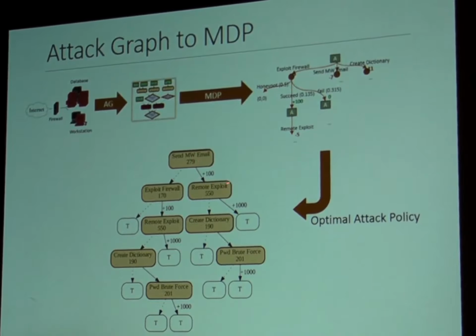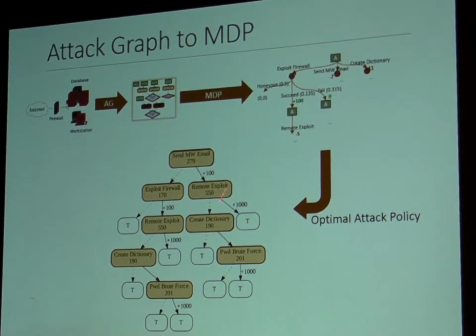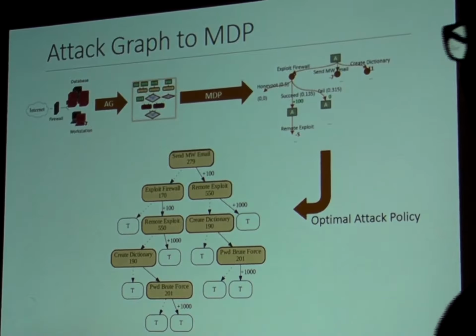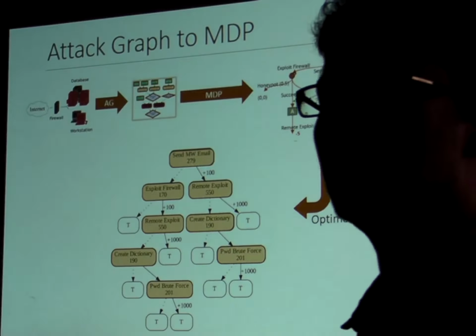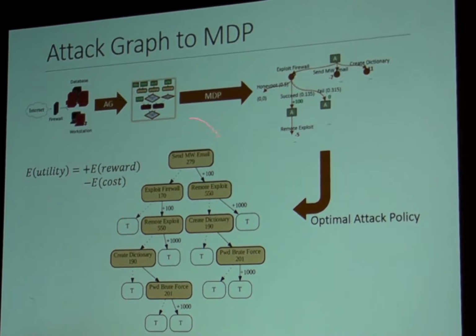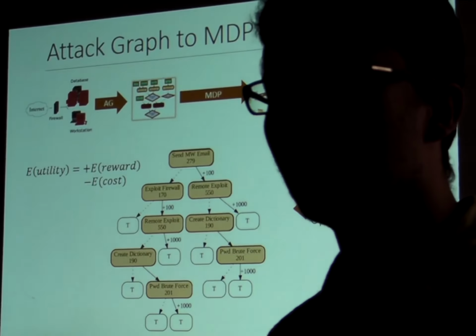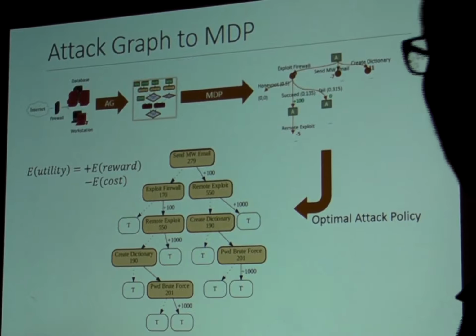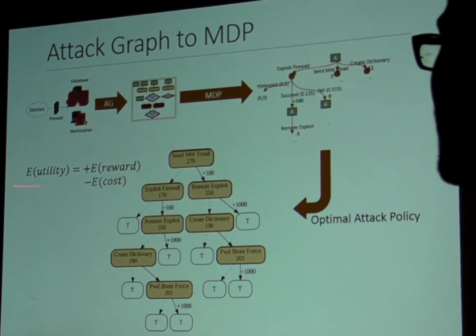If this first action the attacker performs succeeds, the attacker continues with the right sub policy, and if it fails, he continues with the left sub policy. This is optimal in the sense that it maximizes the expected reward for the attacker. The utility of the attack policy is the expected reward that he obtains by using this attack policy minus the expected cost that he pays in order to perform those actions. So this attack policy has maximum utility.